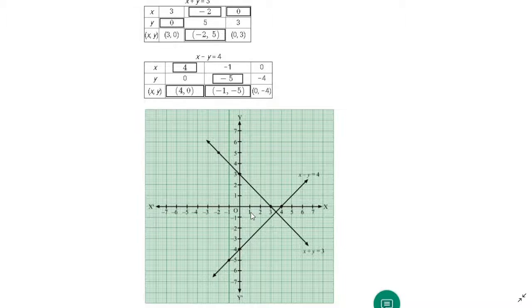After writing these values, the x-axis is positive on the right hand and negative on the left hand. Similarly, the y-axis is positive on the upper side of the graph, upward positive, and downward it is negative. So you have to remember this. You cannot change these, otherwise your graph will be falsely drawn. Okay.